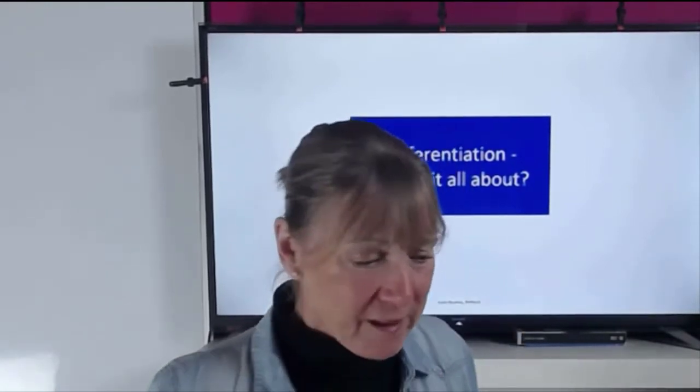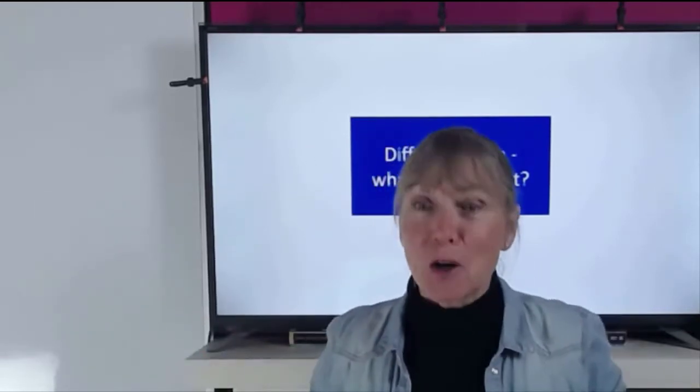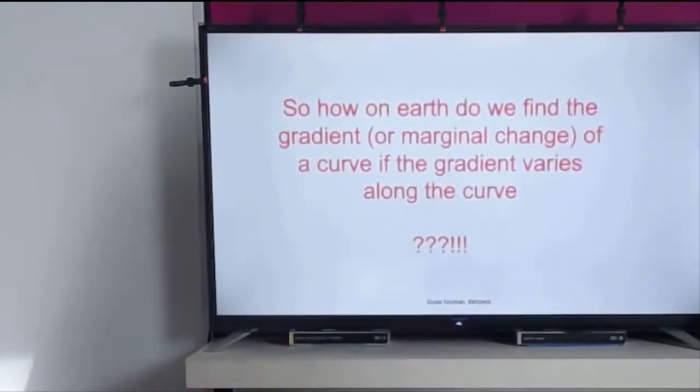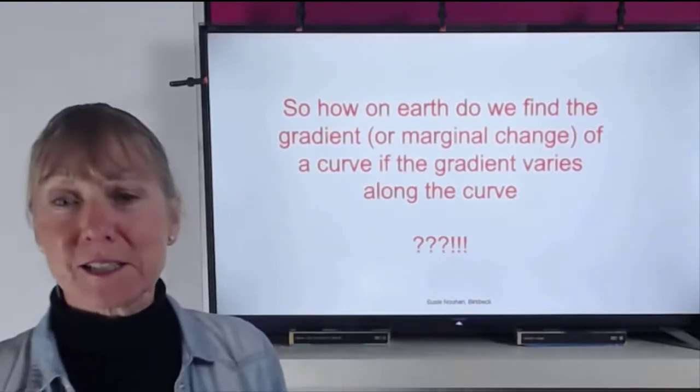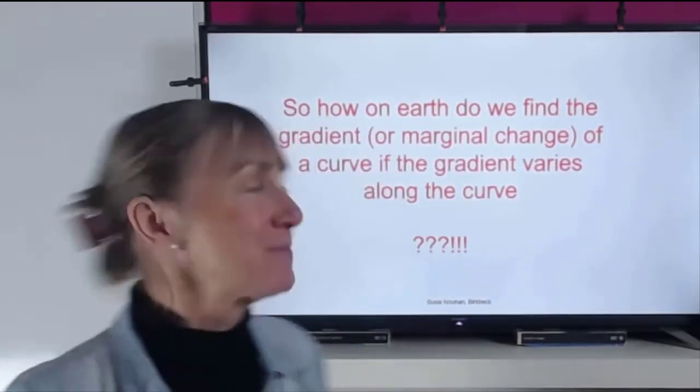So what is it all about? Well, we've learned, haven't we, that gradient and marginal change are the same. We've learned that marginal change is really useful to us. And we know all about finding gradients of straight lines, don't we? Because we did a lot of that already. So we should be in good shape. But the problem is, ta-da, how do we do it? Because we've seen that the gradient of the curve keeps changing.